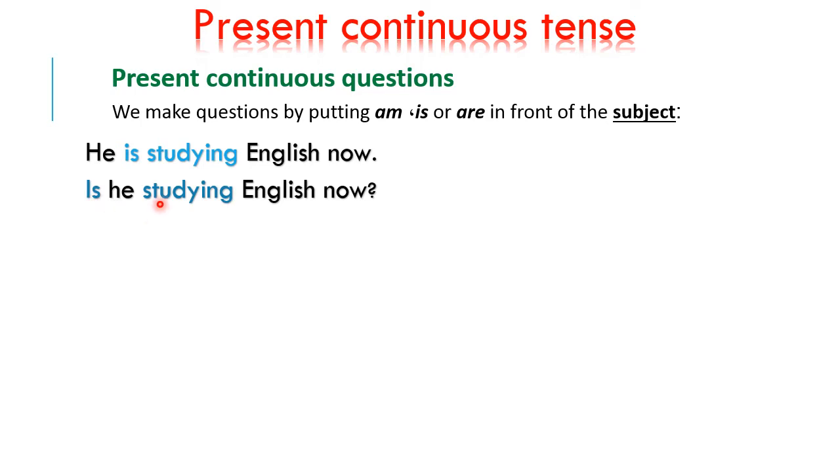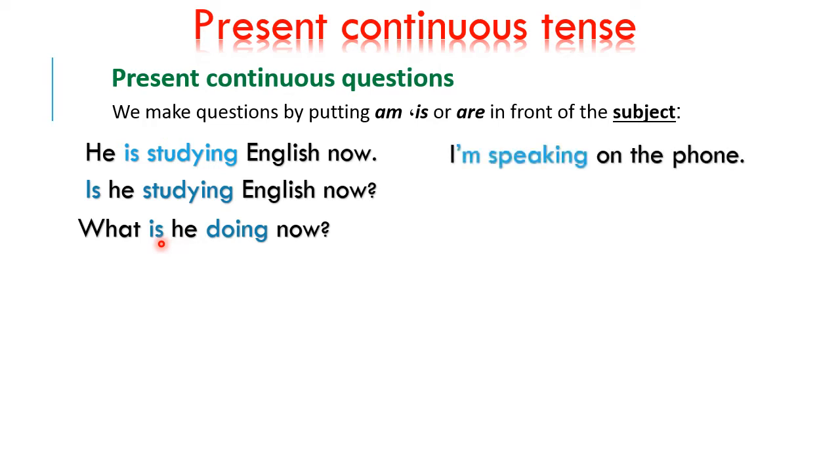So if I'm going to form a WH question using what, I will say, what is he doing now? I will also put the verb to be in front of the subject. A second example, I'm speaking on the phone.